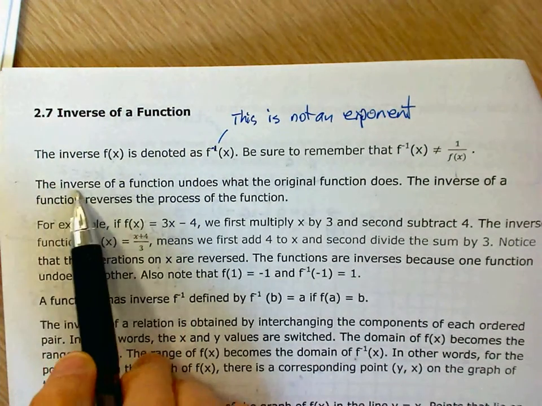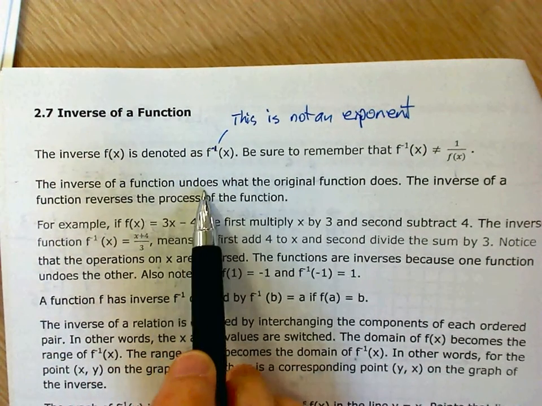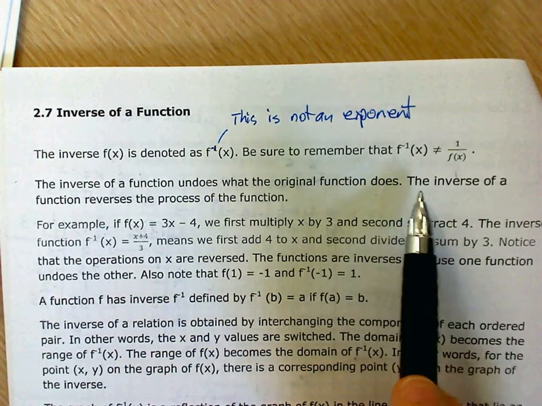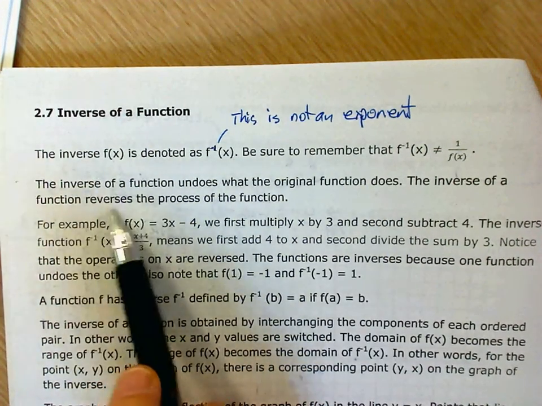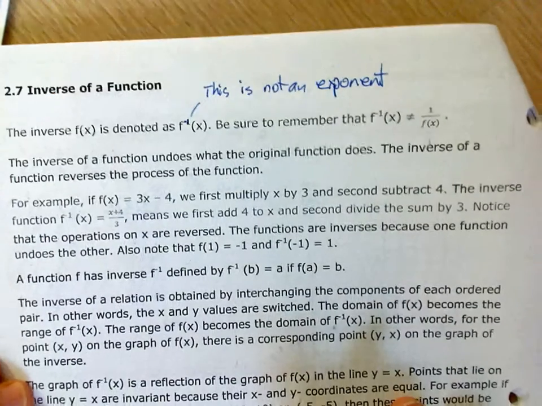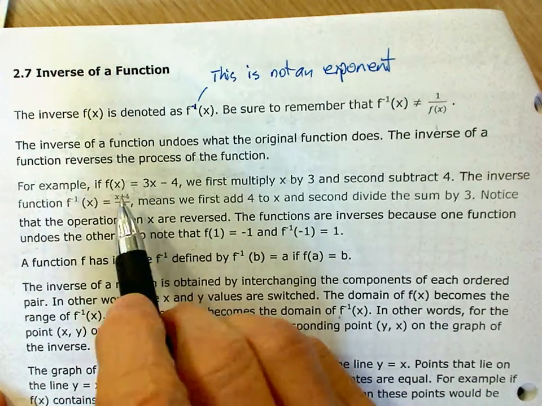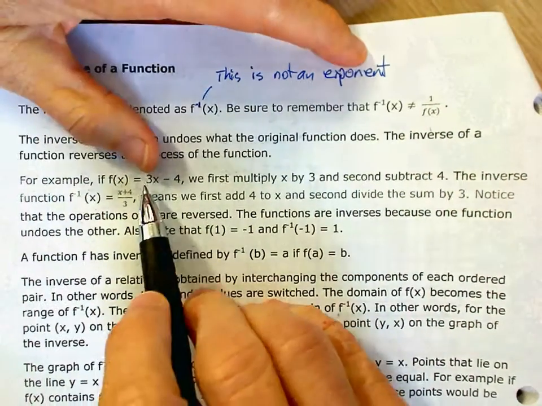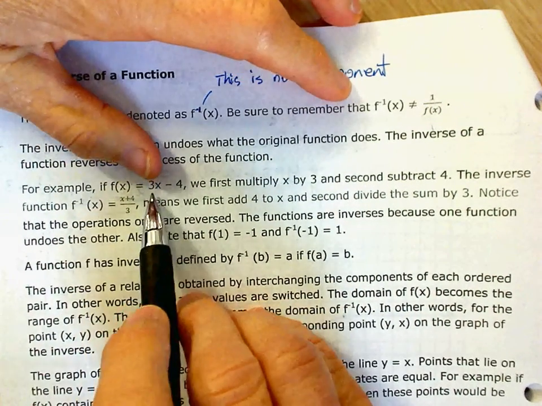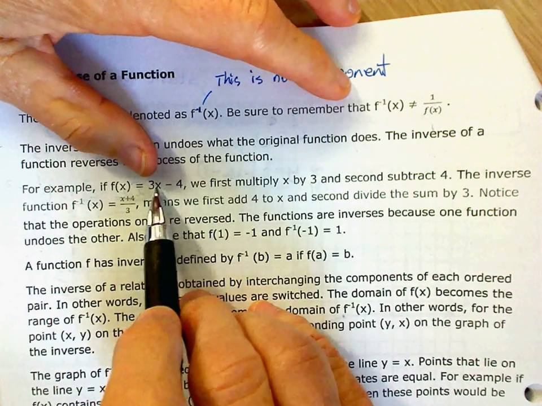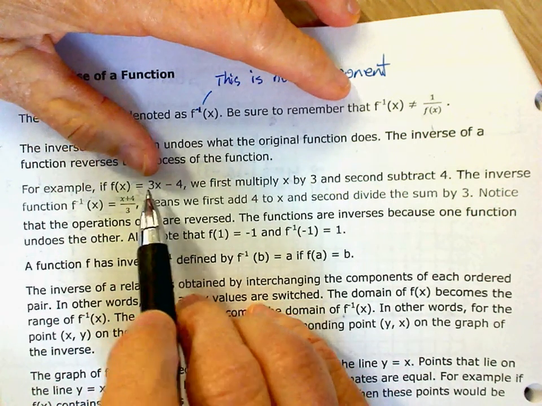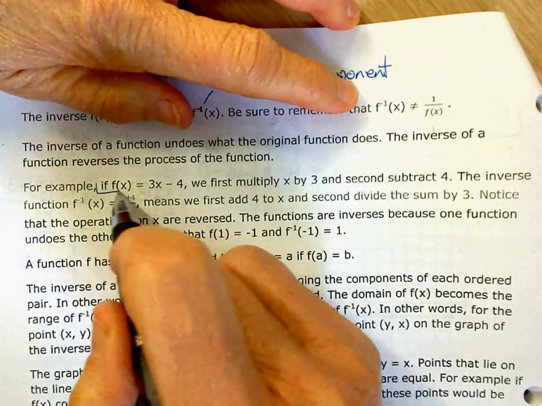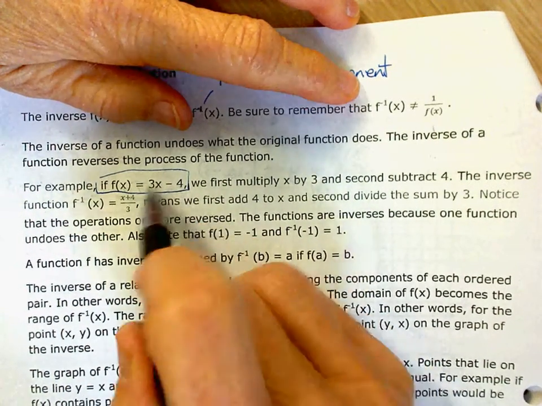The inverse of a function undoes what the original function does. Okay? The inverse of a function reverses the process of that function. So here's an example. If f of x equals 3x minus 4, so notice, first, by the BEDMAS order of operations, we multiply x by 3. We do that first. And second, we subtract 4. So the idea of the inverse is to undo all of this.